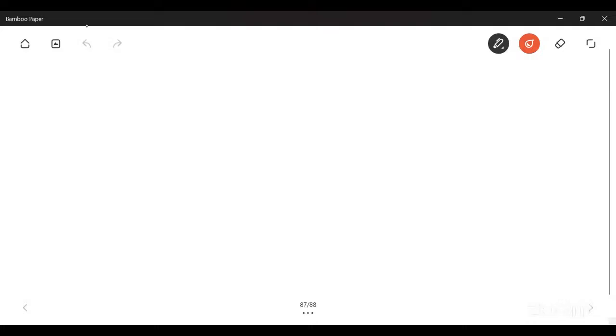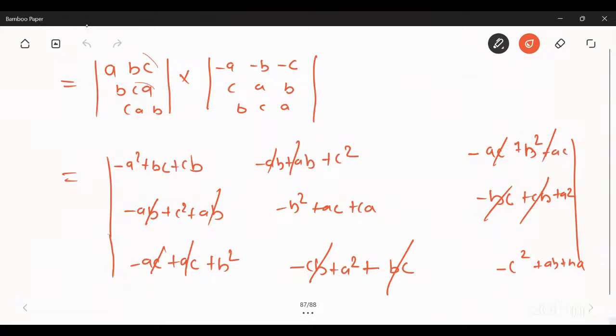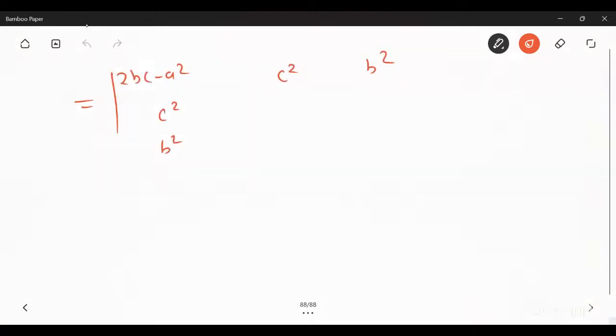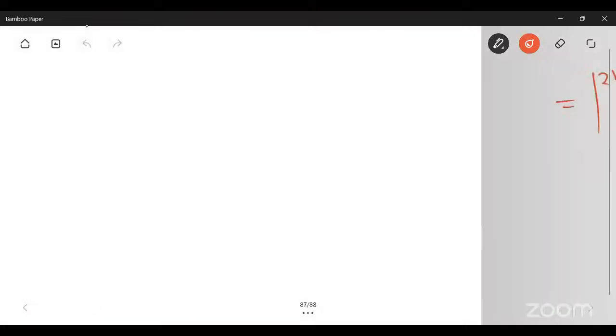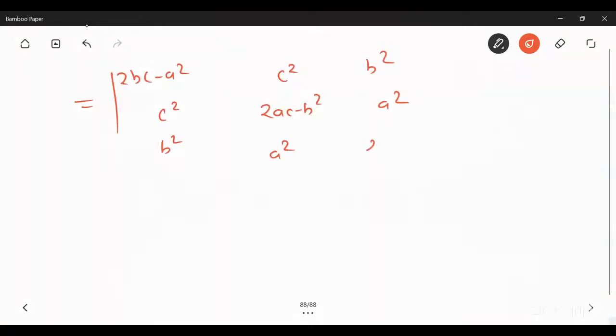C square, B square. Now here 2AC minus B square, A square, and 2AB minus C square. So that was equal to your RHS.